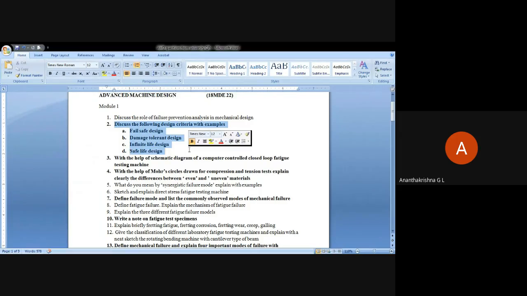First, question number 1: discuss the following design criteria with examples. Answer it. Then go to: explain with the help of a schematic diagram the computer controlled closed loop fatigue testing machine. Is that okay? Are you there? Could you understand what I said?